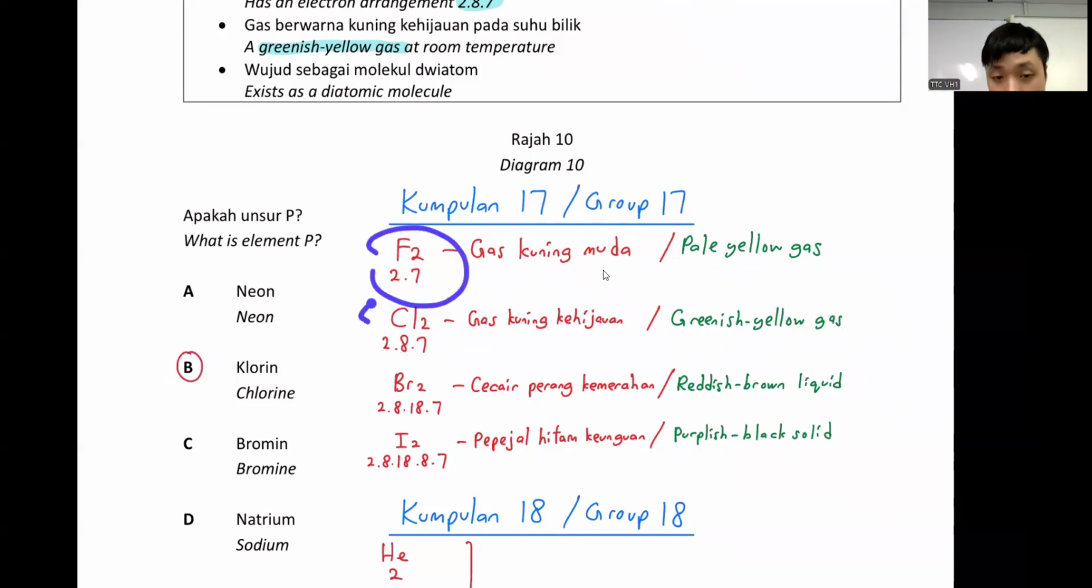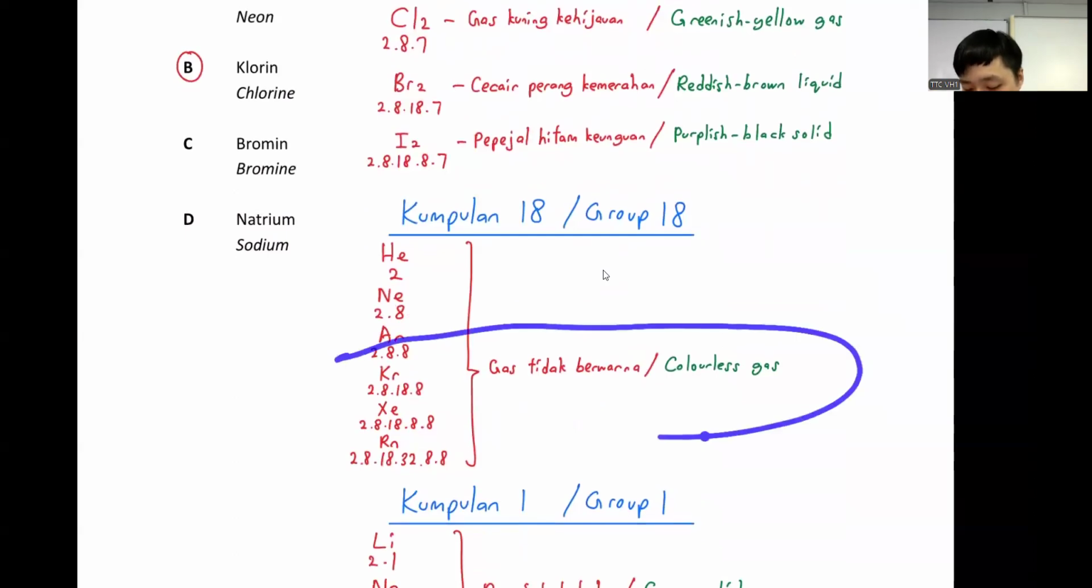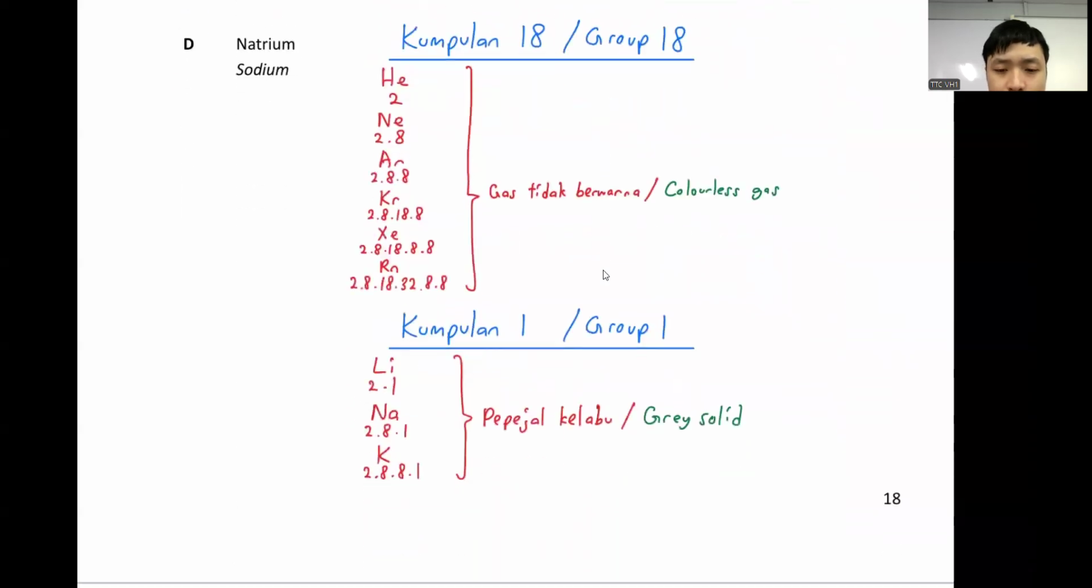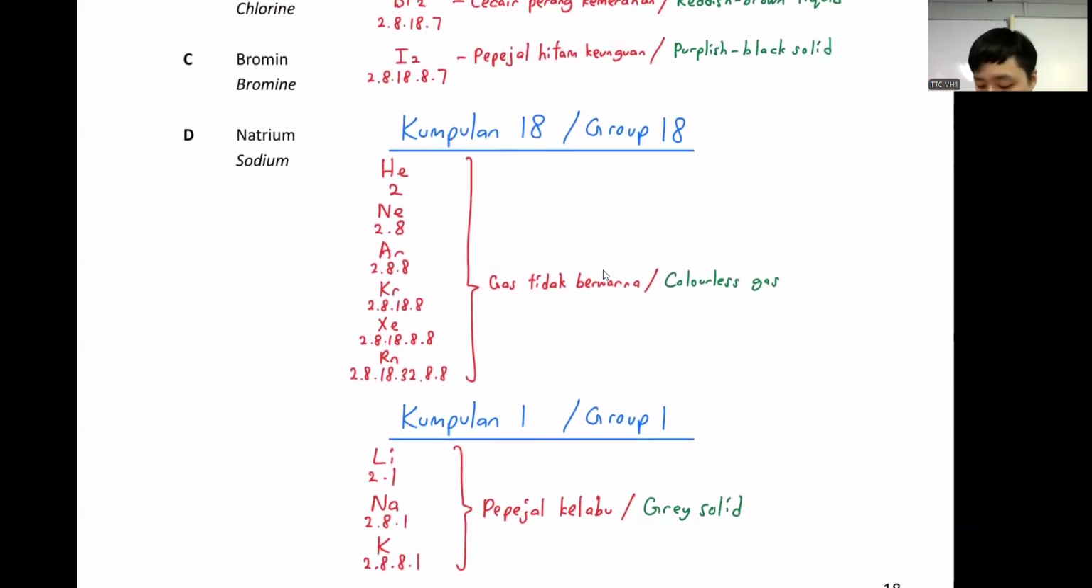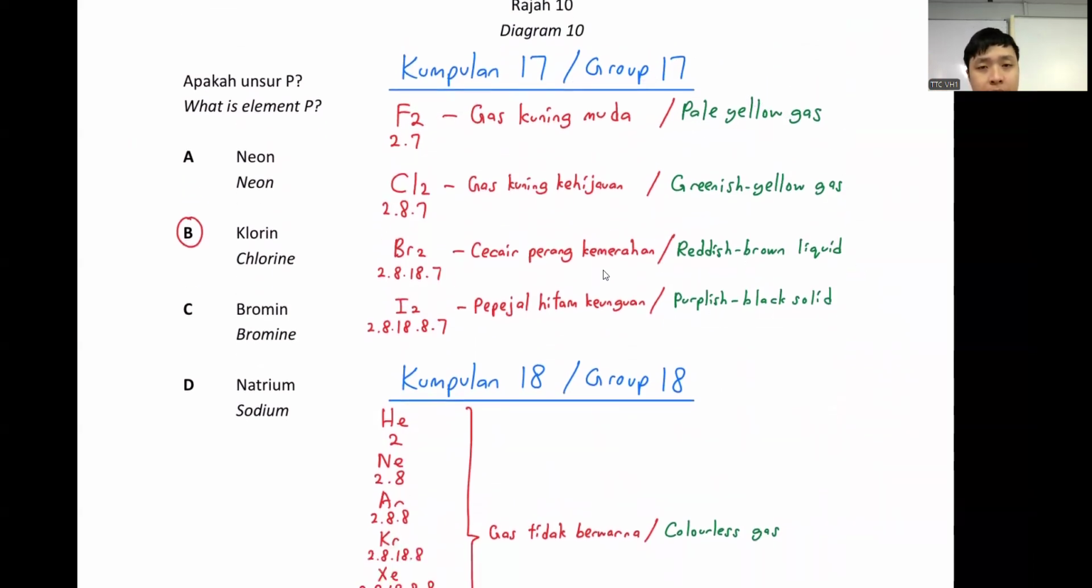You got fluorine, chlorine, bromine, iodine. How to recognize the names? In case you want to know, group 18, all are colorless gas. Group 1, all gray solid. 灰色的固体。All this colorless gas, 没有颜色气体。This one depends: pale yellow gas, greenish yellow gas, reddish brown liquid, purplish black solid.